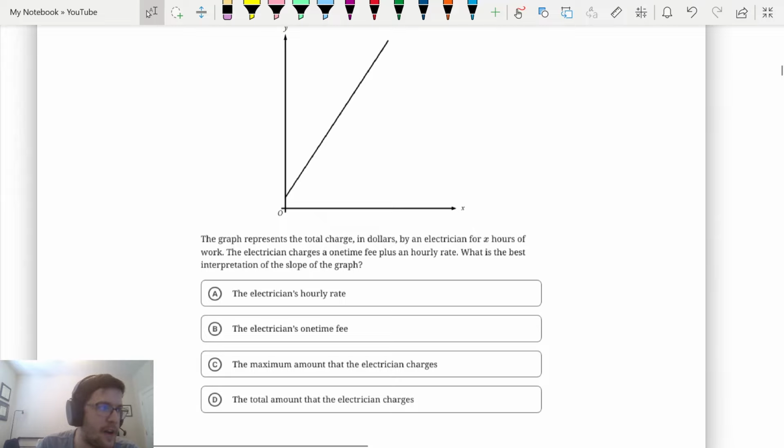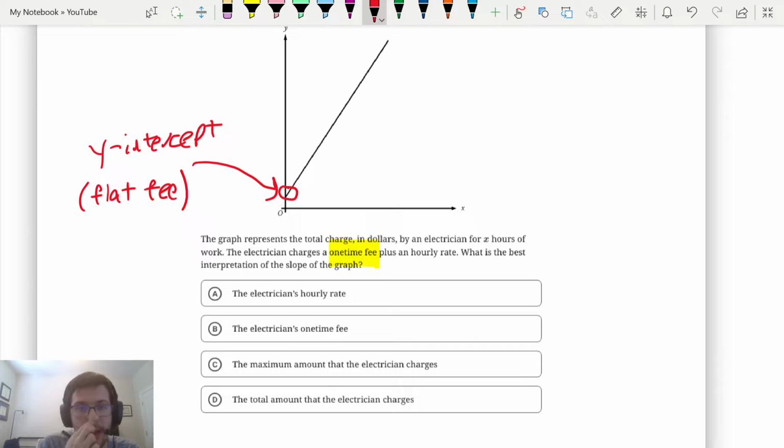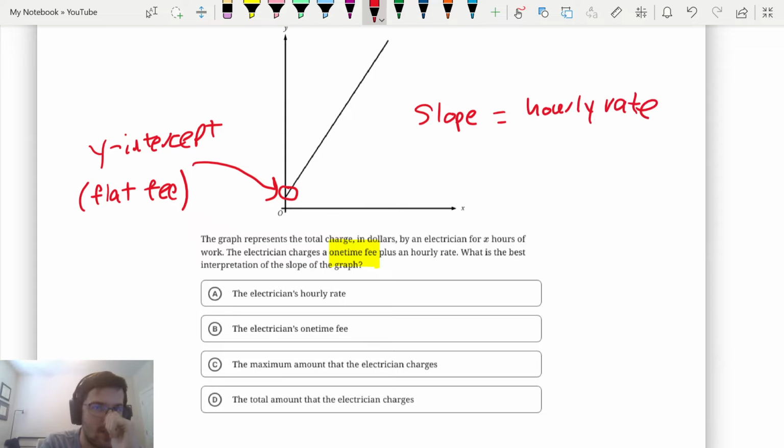Okay, so this one is number 5, and it asks about an electrician. Anytime you see a one-time fee or a flat fee, like 95, 99% of the time that is your y-intercept. So the y-intercept represents the flat fee or the one-time fee. And then the rate fee, the per unit time fee, in this case the hourly rate, is the slope. So the slope here is the hourly rate. It asks you what is the best interpretation of the slope, and you would say the hourly rate.